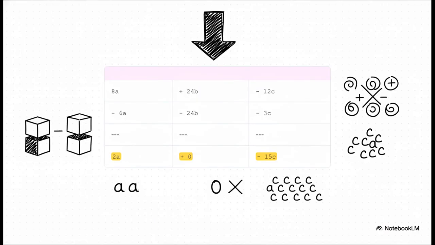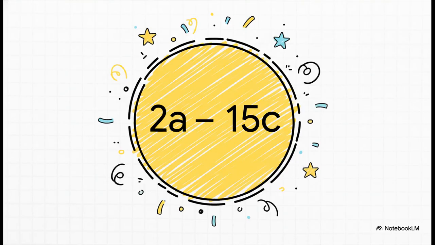So with that negative sign taken care of, we can go right back to our trusty vertical method. We line up our like terms. Okay, 8a plus a negative 6a gives us 2a. Then 24b plus a negative 24b, well, that just cancels out to 0. And finally, negative 12c plus a negative 3c gives us negative 15c. So after we correctly distributed that negative and combined all our like terms, we are left with our final, much simpler answer, 2a minus 15c.